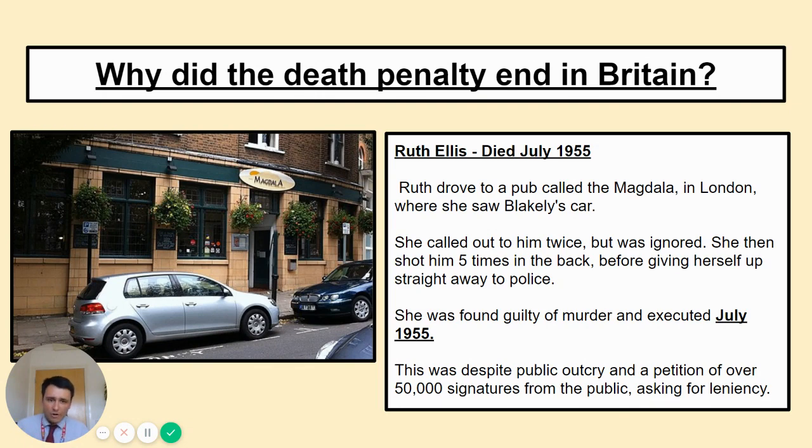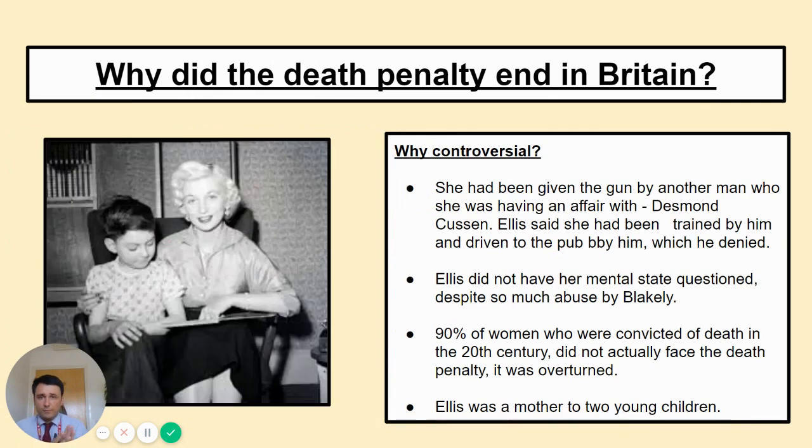There was public outcry over this, a petition of over 50,000 signatures from the public asking for leniency for Ruth Ellis. So why is this one so controversial? Well, first of all, she had been given the gun apparently by another man that she was having an affair with called Desmond Coulson. And Ruth Ellis said she'd been trained by him and driven to the pub by him, which he denied.